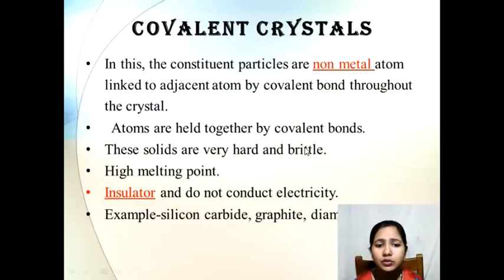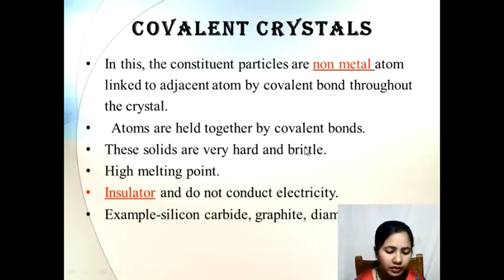Now the atoms are held together by the covalent bond, and these solids are very hard and brittle, and they have a high melting point. They are insulators and do not conduct electricity. Some examples are also given here, like silicon carbide, graphite, diamond, etc.